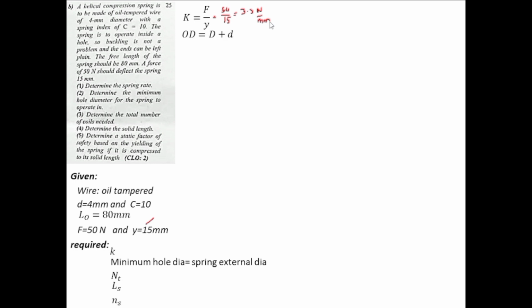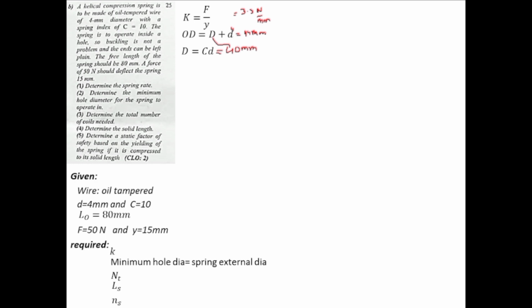External diameter of the spring is equal to mean coil diameter plus wire diameter, and mean coil diameter is equal to C into wire diameter. Here C is 10 and wire diameter is 4, so when you multiply 4 with 10, it will give you 40 millimeter. Now put this value over here, and this wire diameter is 4, so external diameter of the spring will be equal to 44 millimeter, and that will be equal to the minimum hole diameter.